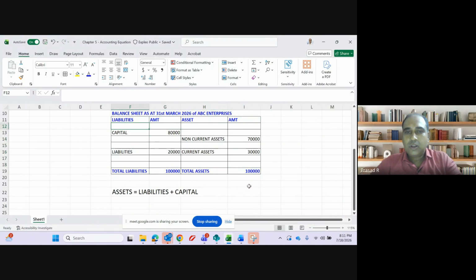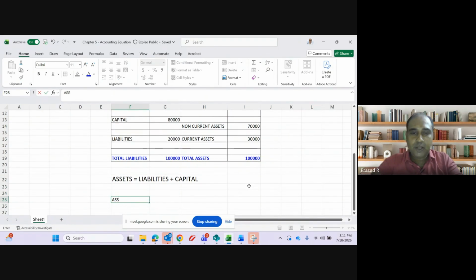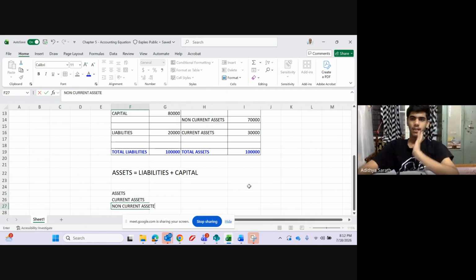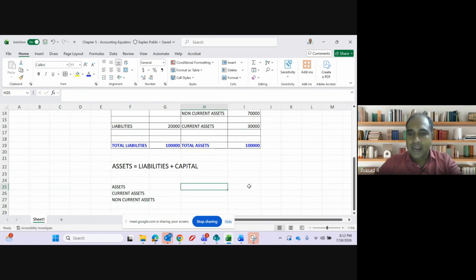Okay. So assets equal liabilities plus capital. These assets can be of two types: current assets and non-current assets. Liabilities also can be current liabilities and non-current liabilities.